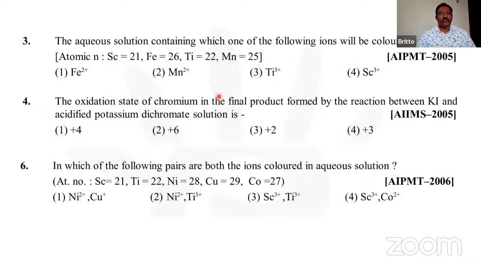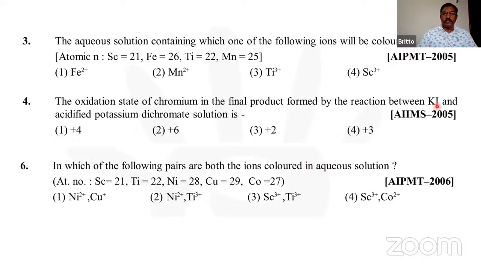Now look at the question here. Actually, the fourth question. Look at the fourth one: oxidation state of chromium in the final product formed by the reaction between potassium iodide and acidified potassium dichromate solution is. That is what they have asked. They have given potassium iodide. So I minus we just saw.